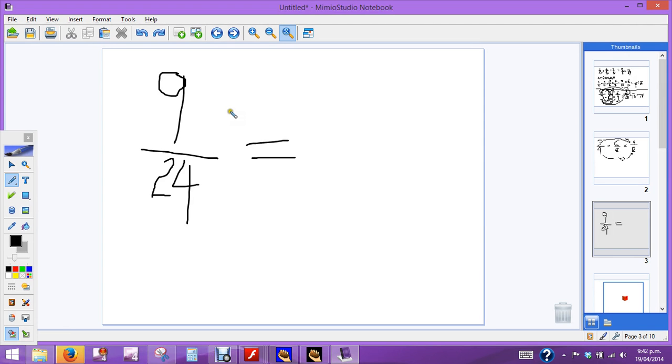So when we made equivalent fractions before, we multiplied the top and bottom, the numerator and the denominator, by the same amount to make the whole fraction have bigger numbers, top and bottom. So if we multiply to make the numbers bigger, and now we want to make the numbers smaller, we need to divide both 9 and 24.